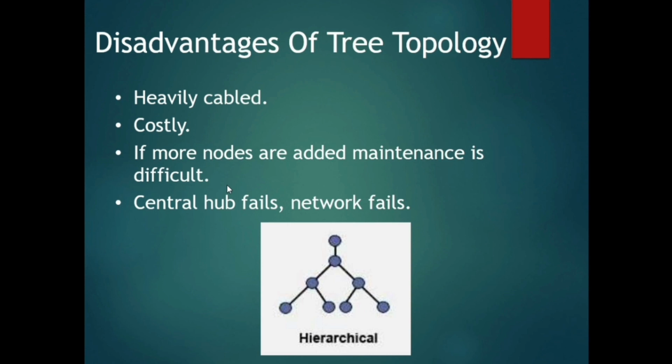If the central hub fails, then the network will fail. Central hub means the central node we have. If this central node stops working, then the full network will be disrupted. So this is the main disadvantage of tree topology.